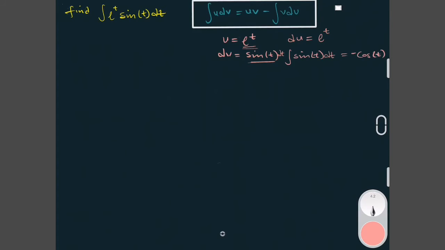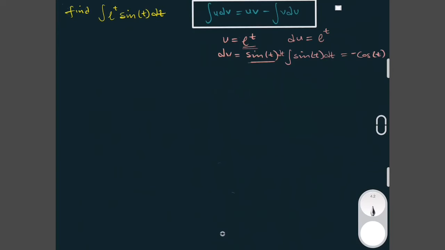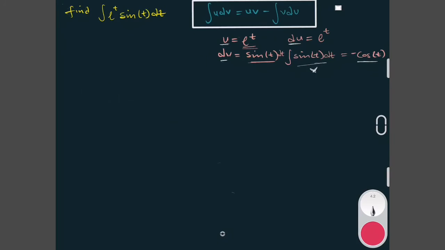So we have everything we need. We have our u, we have our dv, we have our du, and we have our v. This is the v, which is the antiderivative of dv. So having all this, all we have to do is just substitute that into our equation.